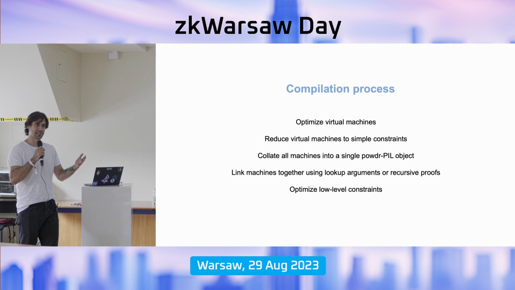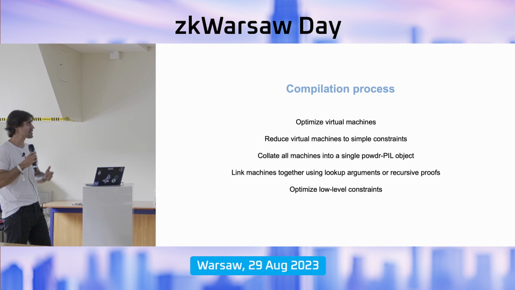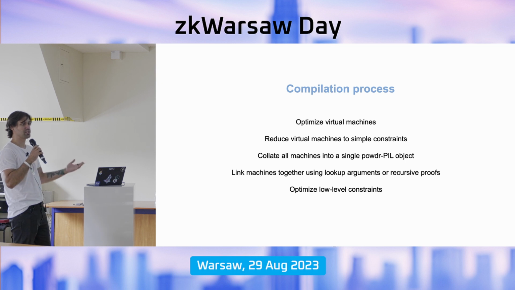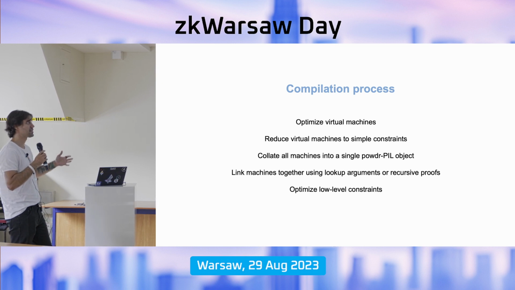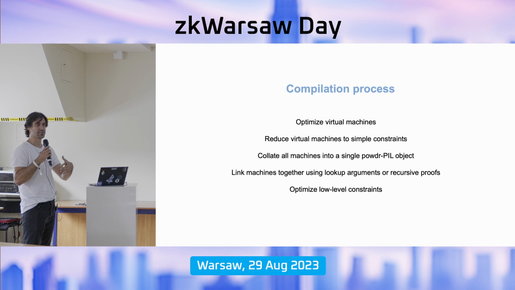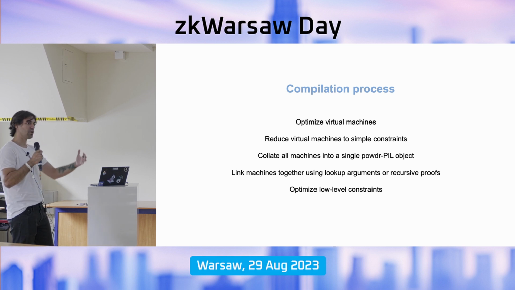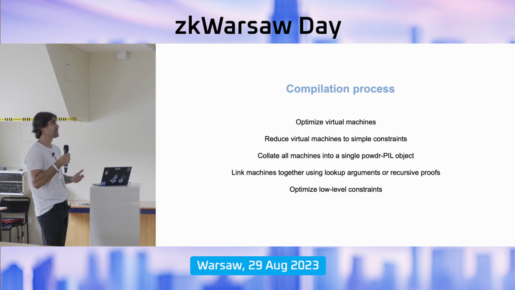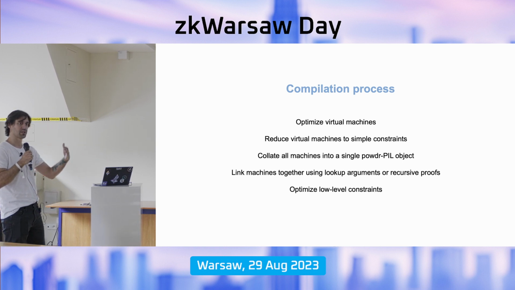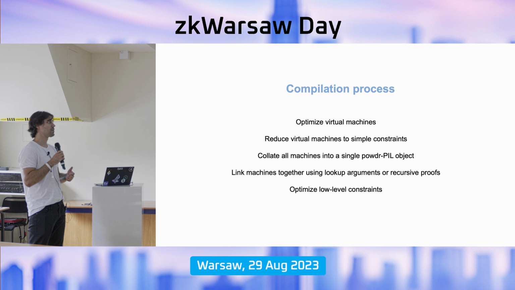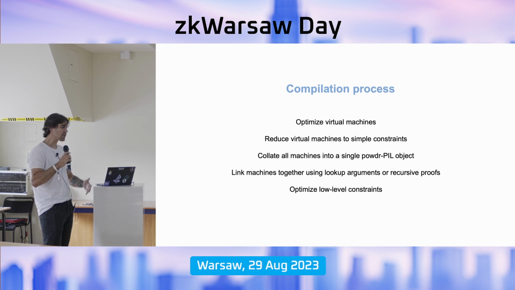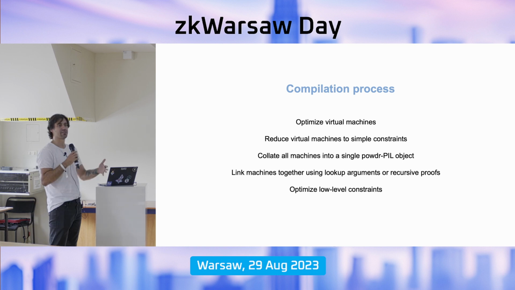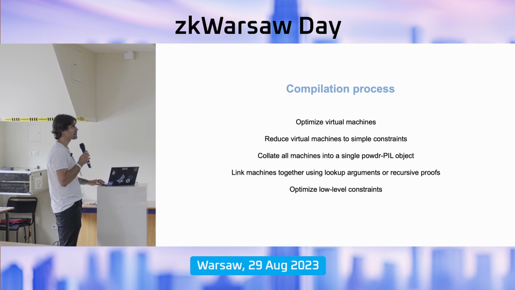And as a compiler, it has different compilation passes. So what happens first? The virtual machines, the machine that I just showed, are optimized. They're reduced to simple constraints in the PIL language. Then they're all collected and linked together in a way with the lookups, if you're using submachines and kind of things, into a single PIL object which contains only constraints. Then they're finally optimized. Columns are removed, for example, expressions are simplified, and then finally gets into the different backends.